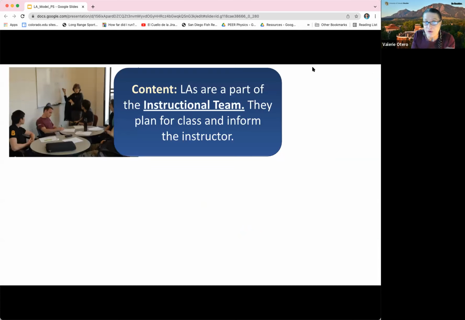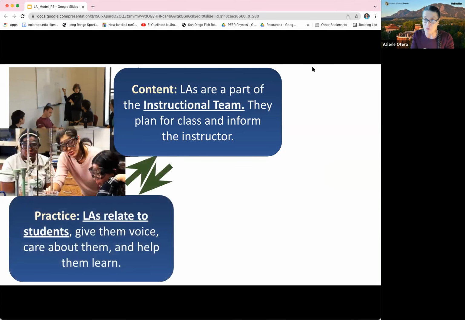The first is content, where those LAs prepare for class and reflect on class with their lead instructor. And they inform the instructor in a couple of different ways. First, they can talk about how those students are experiencing the class or the curriculum, or even the physical space that we have set up. And they can provide that voice to the faculty member that leads the course.